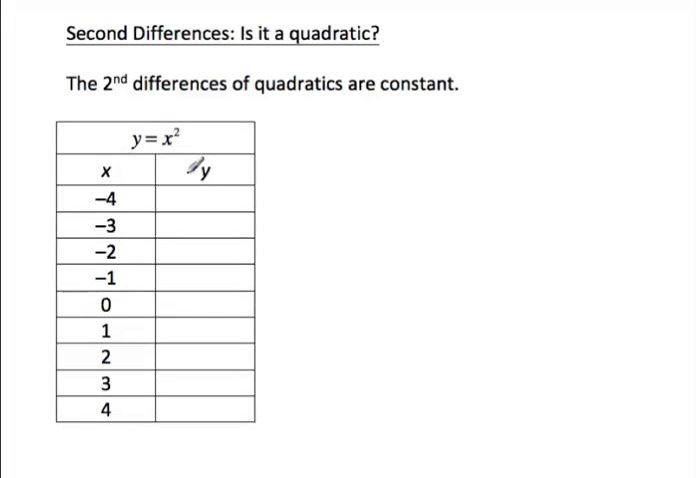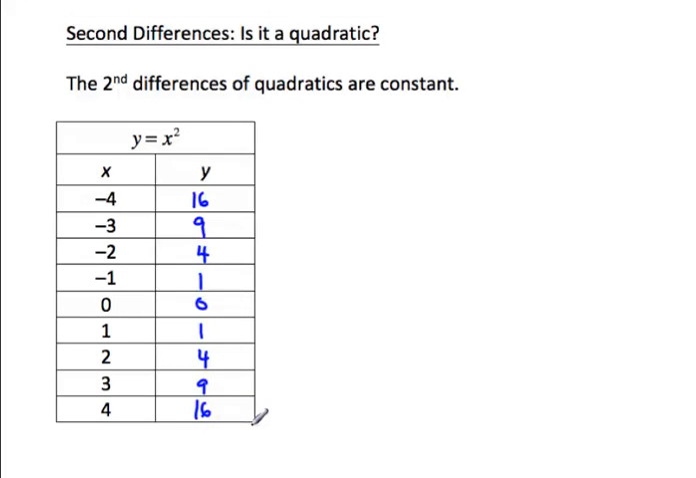So here's our parent function y is equal to x squared. We're given x values from -4 to 4, going up by 1. If I fill in the y values, therefore, I'm just squaring the x values. So I'll get 16, 9, 4, 1, 0, then back up 1, 4, 9, 16.